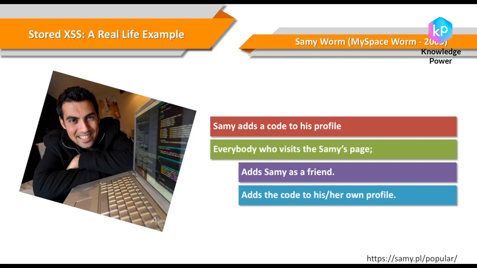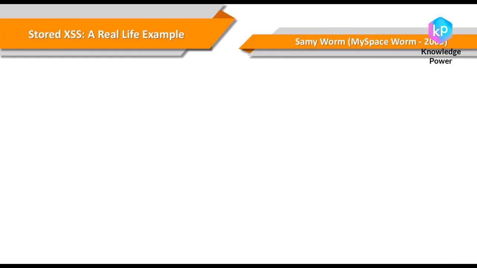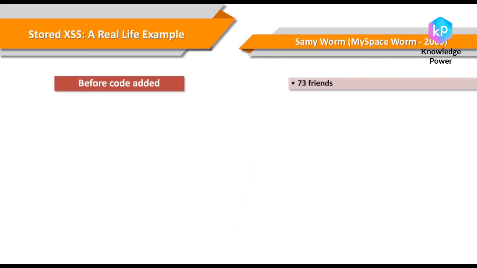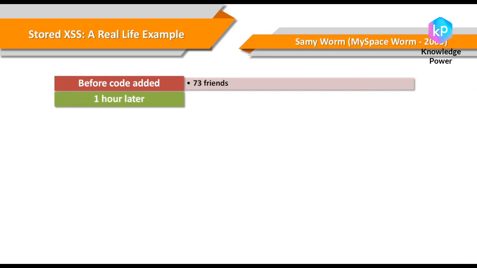Okay, so let's have a look here. Before the code is added, Samy has 73 friends. 1 hour later, Samy has 73 friends and 1 friend request.